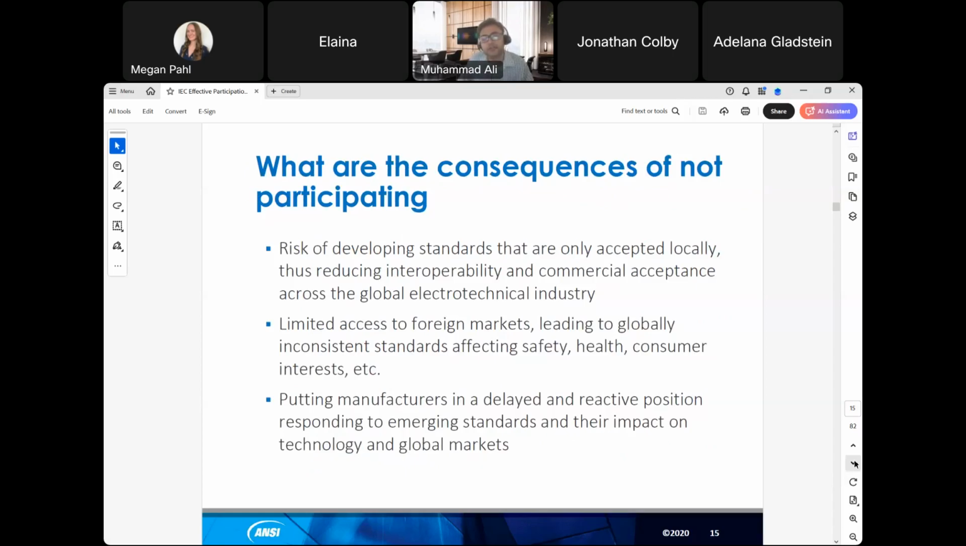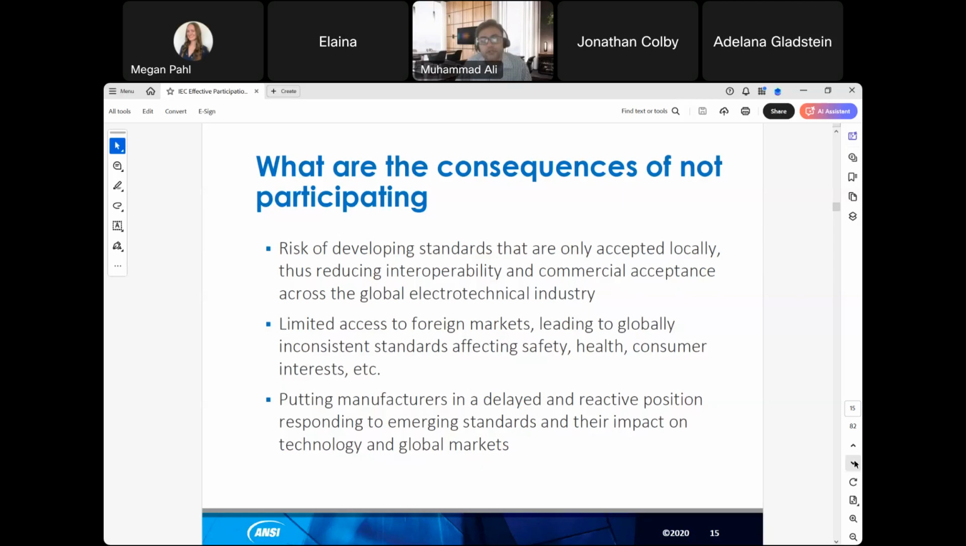you can think of it as if markets are right here and technologies are here, and standards are really that bridge between the market and technologies, making sure the different technologies can connect with the different markets that you have. And if you are not there at the table, your competitors will be there. Somebody else will develop standards for you, and then you will have to follow those standards, which may or may not be in your favor.